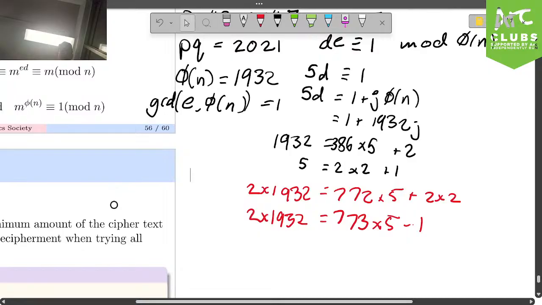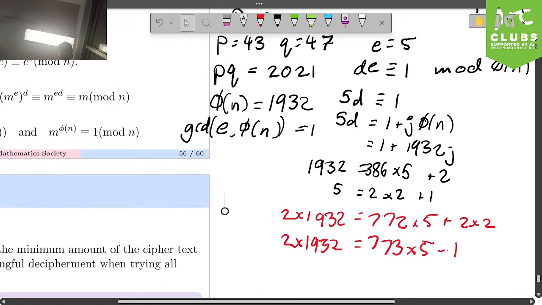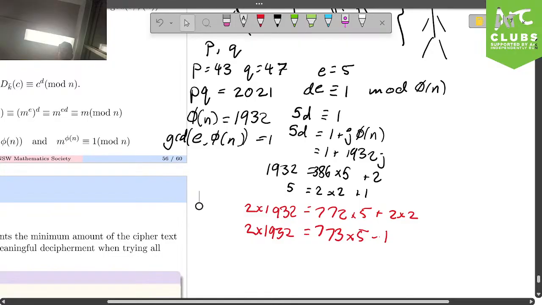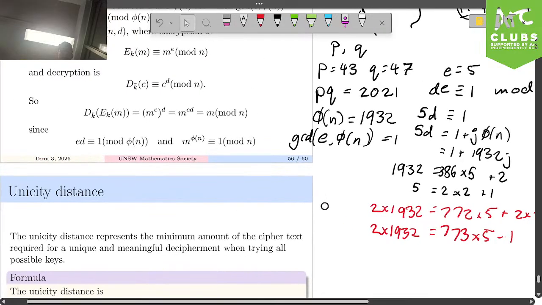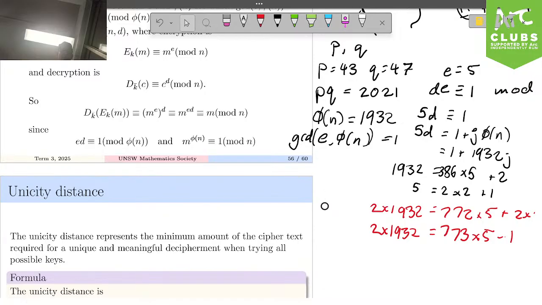And so that means that our value for d is equal to 773. Okay, so that's 773. This is really causing lag now. So d is equal to 773.